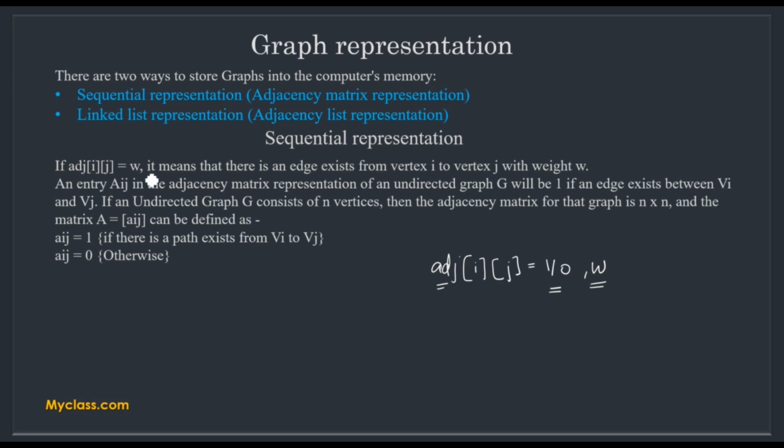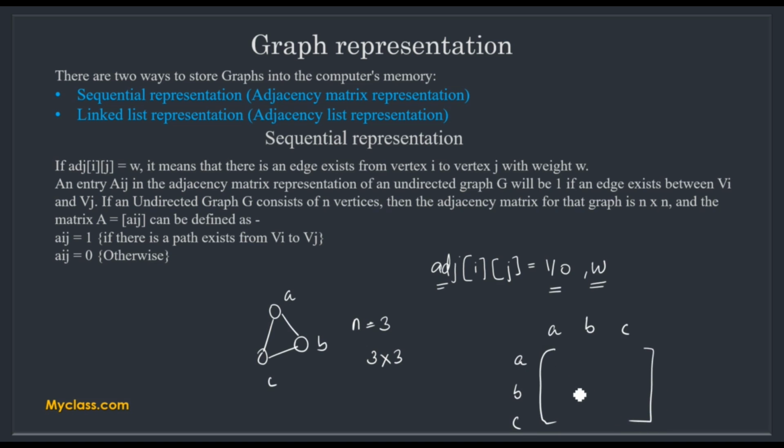So if adj[i][j] equals w, it means that there is an edge from vertex i to vertex j with weight w. In an adjacency matrix for an undirected graph, it will be 1 if an edge exists between i and j. Here is an undirected graph with 3 vertices, so n equals 3 and the order of the matrix is 3 by 3. The vertices are A, B, C, so our matrix has rows A, B, C and columns A, B, C.